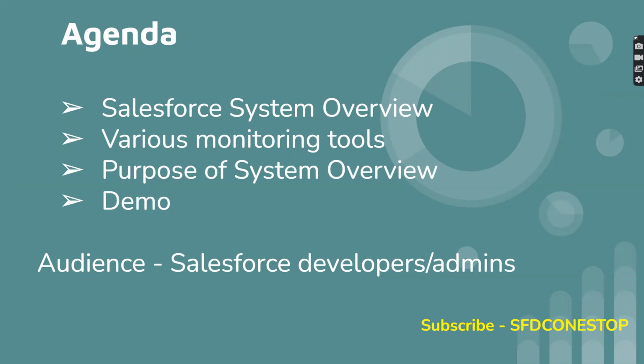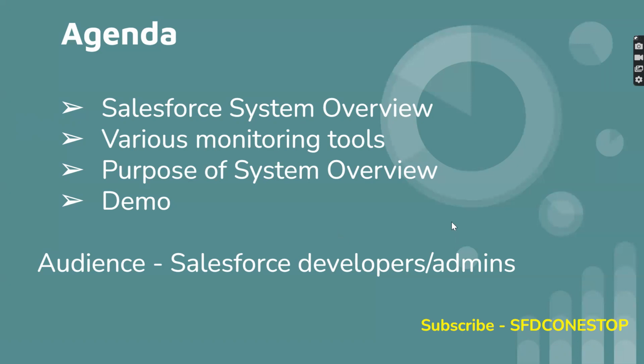Likewise, there are various other ways by which you can keep a tab on activities within our organization, like real-time event monitoring, setup audit trail, field history tracking, monitor debug logs, monitor scheduled jobs, monitor background jobs, and we have system overview. So today we will mainly concentrate on the system overview page.